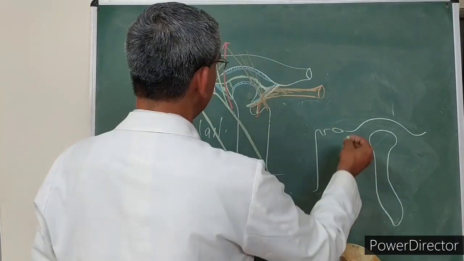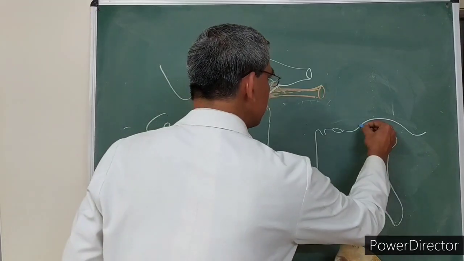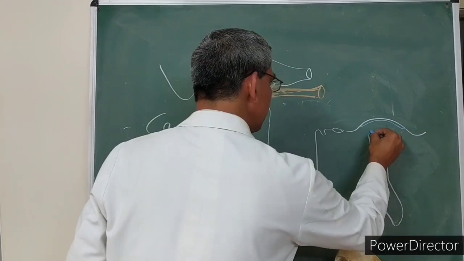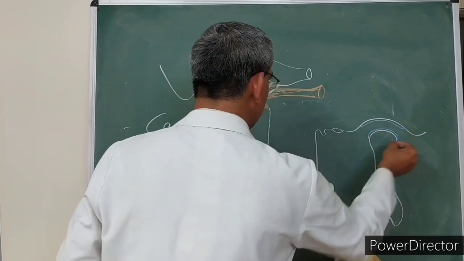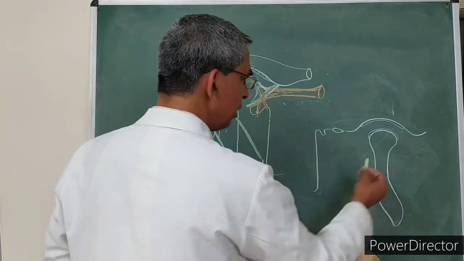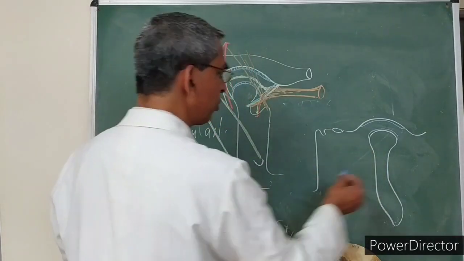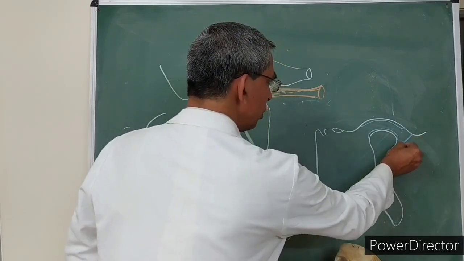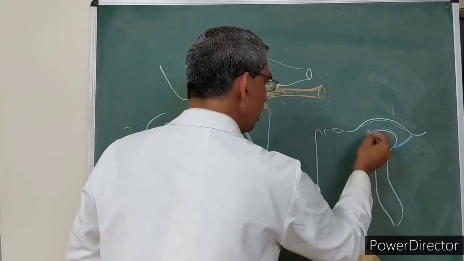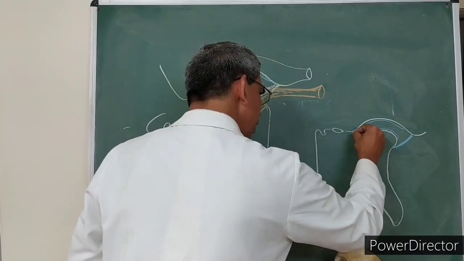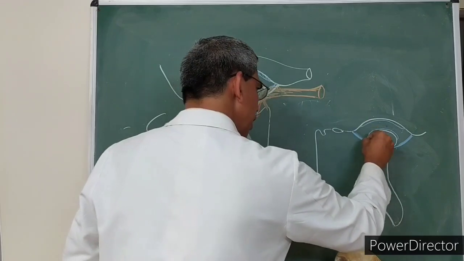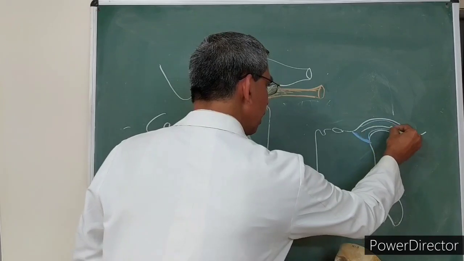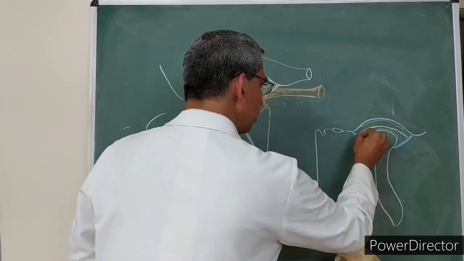Okay, here this is the fibrocartilage, the articular cartilage here. This is the joint cavity. This is the capsule of this joint. Okay, capsule of this joint. This is the intra-articular disc.